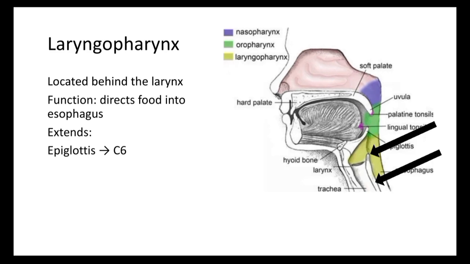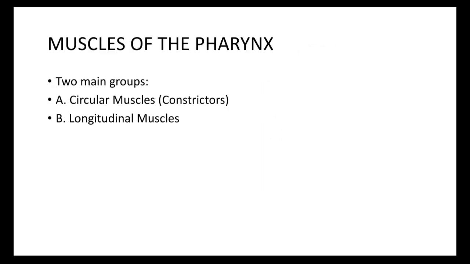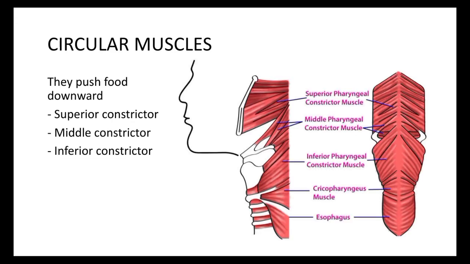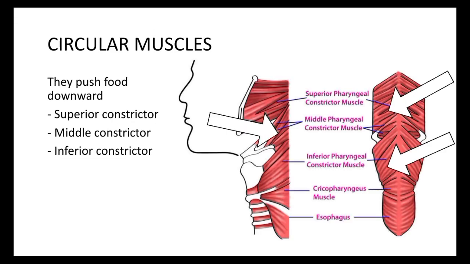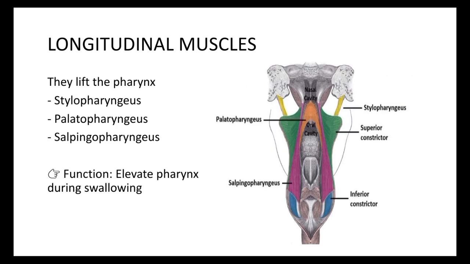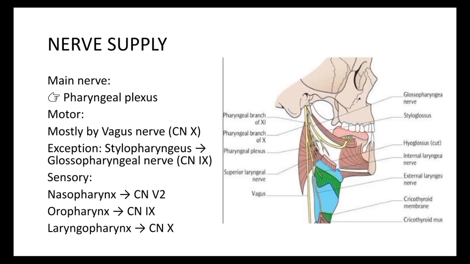Muscles, fast, clear. Now muscles, keep it simple. 2 groups: circular muscles and longitudinal muscles. Circular muscles are the superior, middle, and inferior constrictors. Longitudinal muscles do the opposite. They lift the pharynx upward during swallowing. They include stylopharyngeus, palatopharyngeus, and salpingopharyngeus. So one group pushes, the other lifts. That's swallowing.